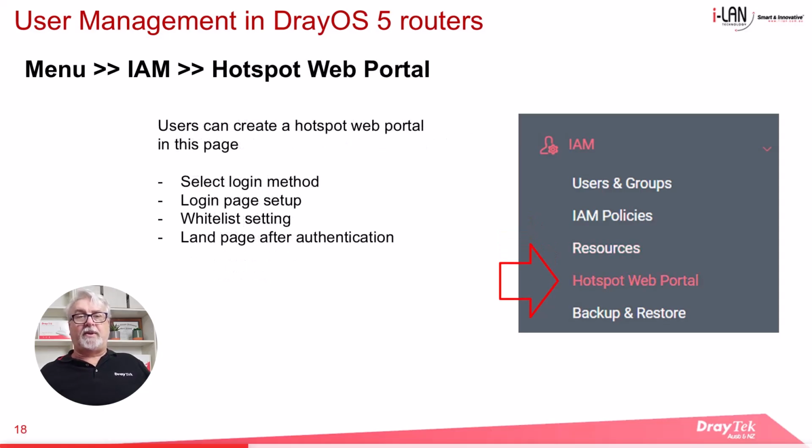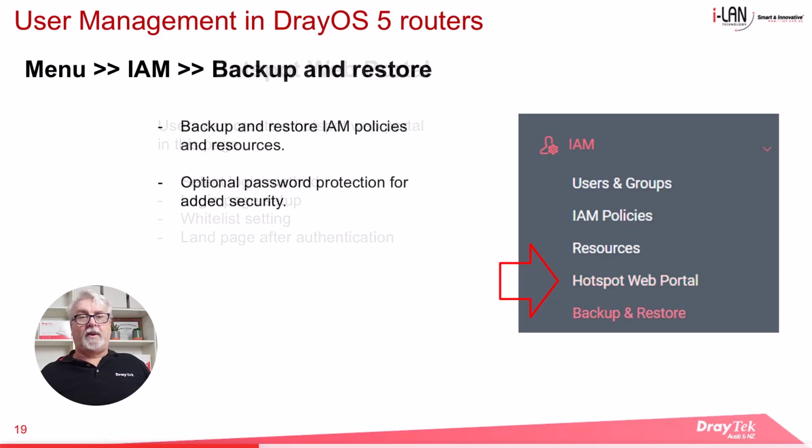The next item on the menu is the Hotspot web portal. Here you can personalize authentication options and create a promotional experience for guest Wi-Fi users. You can choose a login method, design a login page, create access policies, configure whitelists, and create a compelling landing page post-authentication. And finally, we have the Backup and Restore section in the IAM menu, where you can back up and restore IAM policies along with associated resources. Additionally, an added layer of security is provided with the option to protect policies using a password.